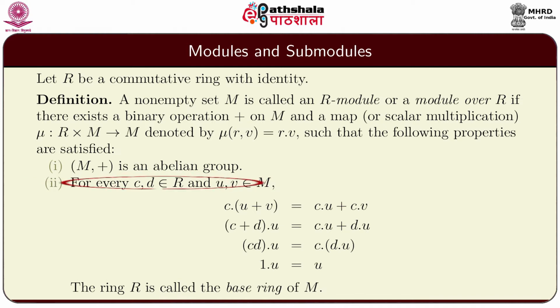2. For every c, d in R and u, v in M, c dot (u plus v) is equal to c dot u plus c dot v. (c plus d) dot u is c dot u plus d dot u. (cd) dot u is c dot (d dot u), and 1 dot u is equal to u. And the ring R is called the base ring of the module M.